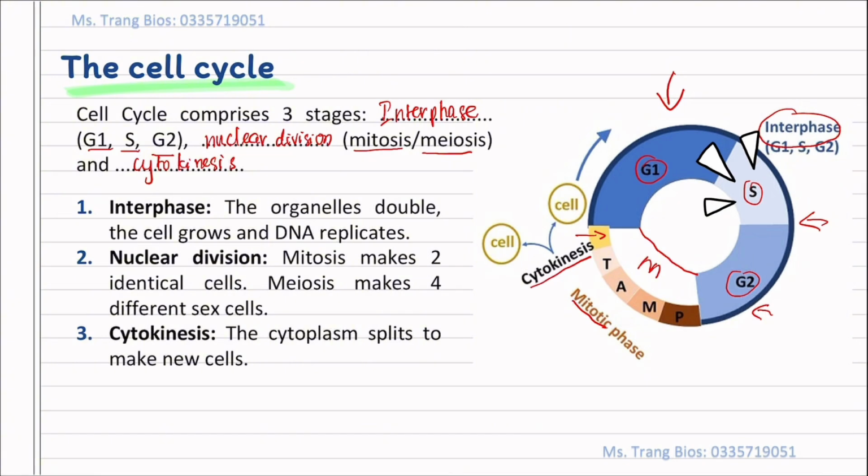S is when DNA replication happens, and then G2 is where there's still some more growth, but also an error checking stage. So in G2, the DNA that has been replicated is checked for any potential mutations, and if a mutation is detected, then the cell is destroyed at that stage to prevent potential harm.